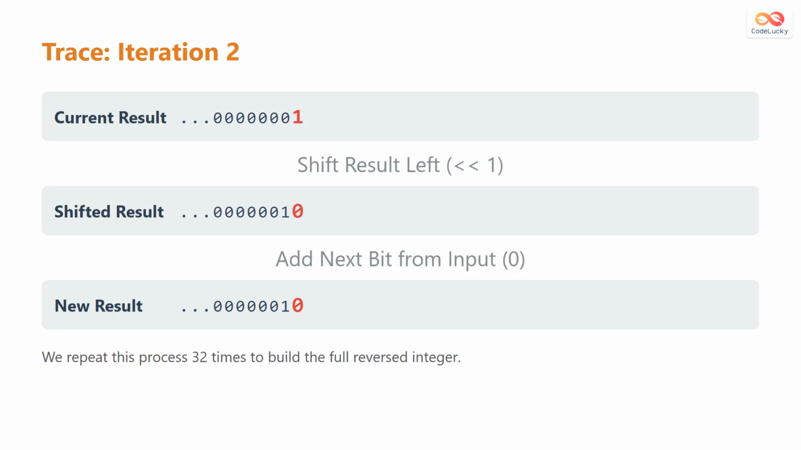On the second iteration, we take our current result, which is 1, and shift it to the left. It becomes 1, 0. Now we have an empty spot at the end. We look at the input's new last bit. If it's 0, we add 0. If it's 1, we add 1. We repeat this shift and add process until all 32 bits are flipped.